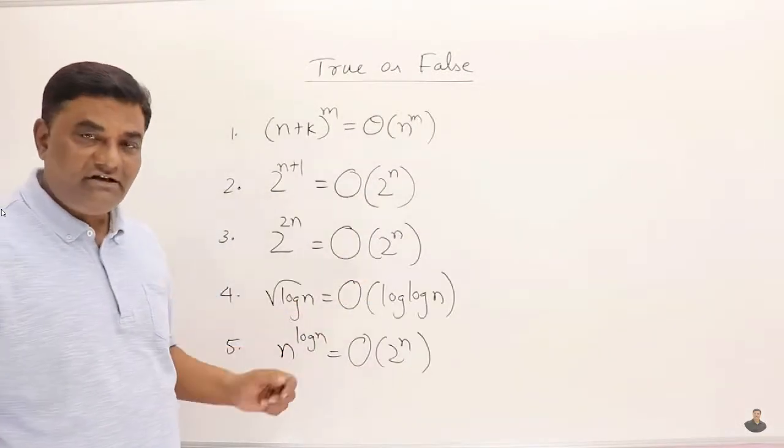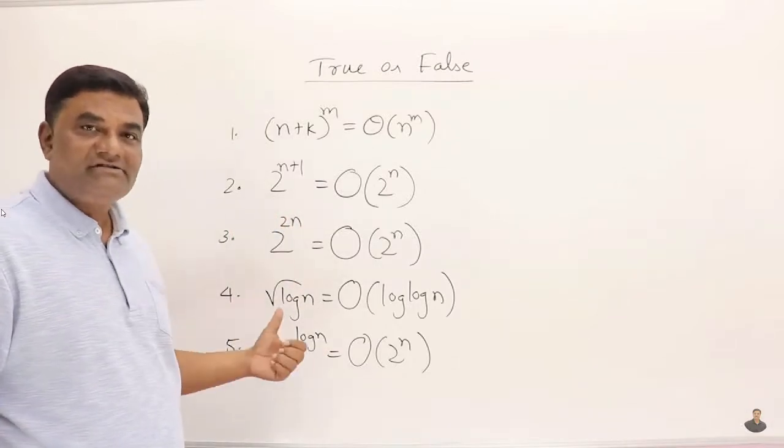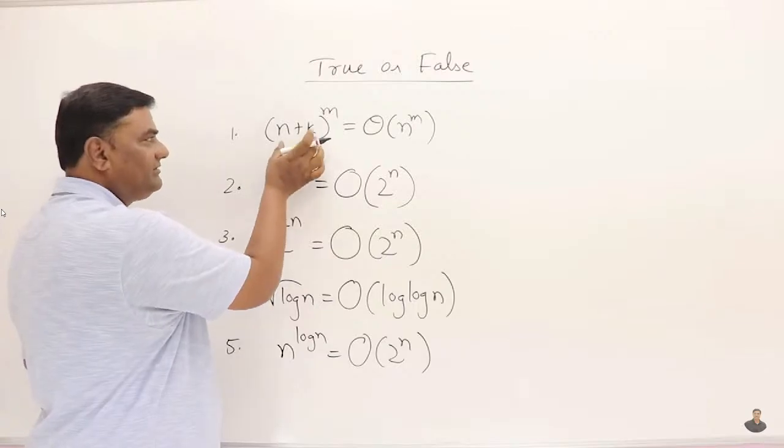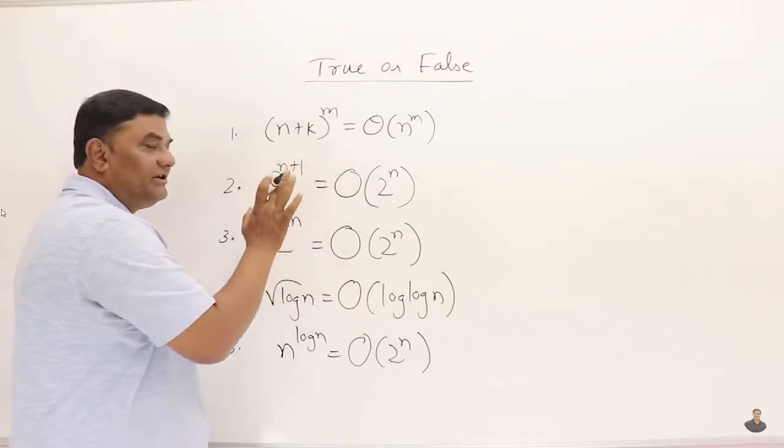Here some asymptotic notations are given with comparisons, and we have to find out whether these statements are true or false. Let us check. This is (n plus k) whole power m, and if you open this binomial, two terms are there. If you open this, it will be n power m. That is going to be the highest term.